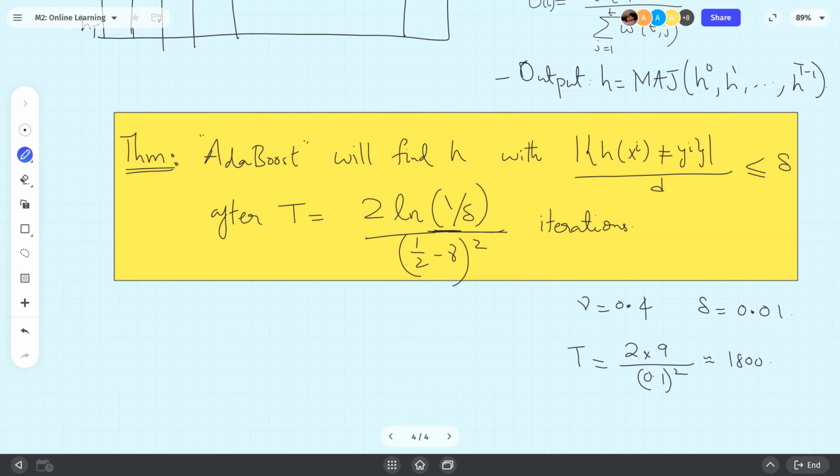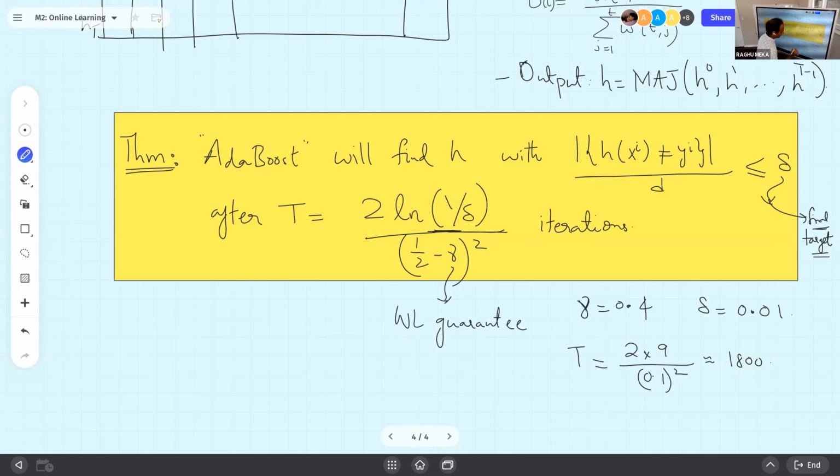Professor, is delta the same as gamma in the theorem? Oh, no. Gamma is the weak learner guarantee. And delta is our final target. Oh, not that delta, I meant the one equal to 0.4. Oh, yeah, that's the gamma. That's the weak learner guarantee. All right, I see, thank you. So you're correct maybe on 60%, wrong on 40%, and we boosted all the way to 99%.